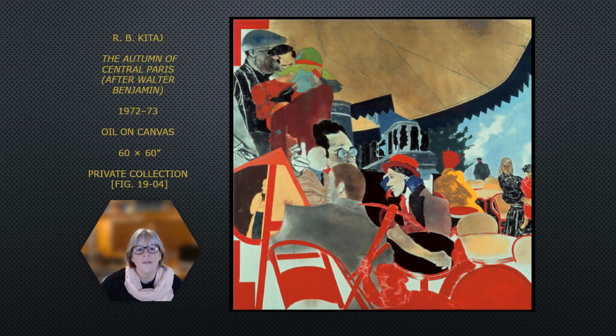Kitaj used strong linear marks combined with large flat areas of color. This image here shows a scene from a cafe in Paris with the philosopher Walter Benjamin right there.